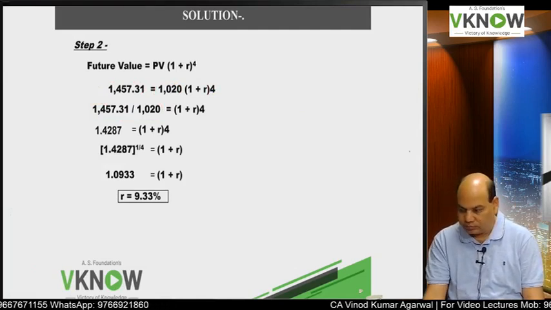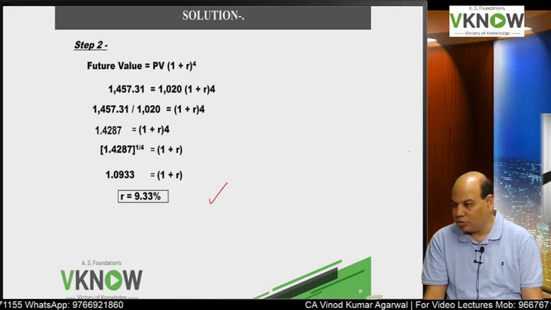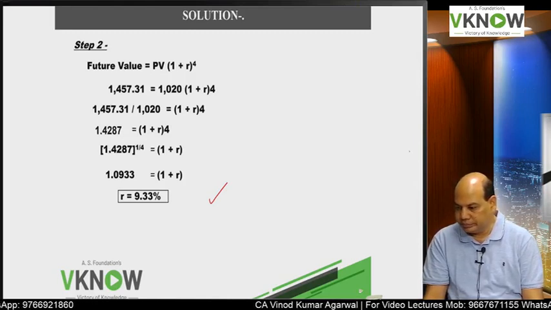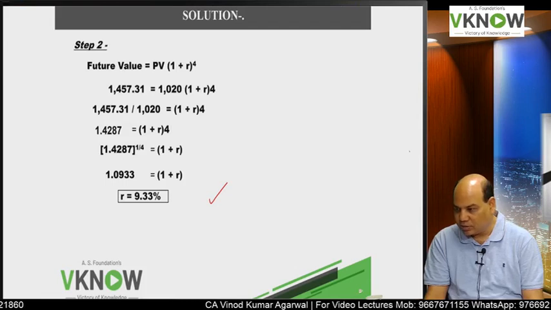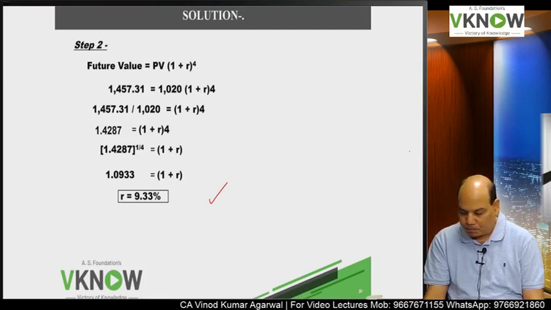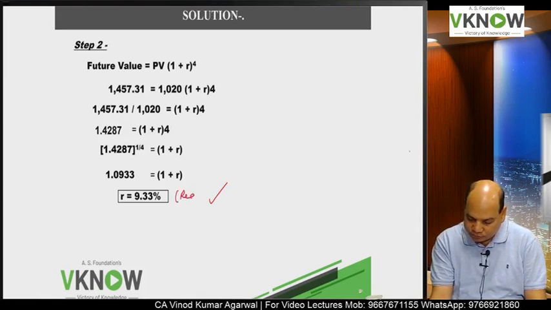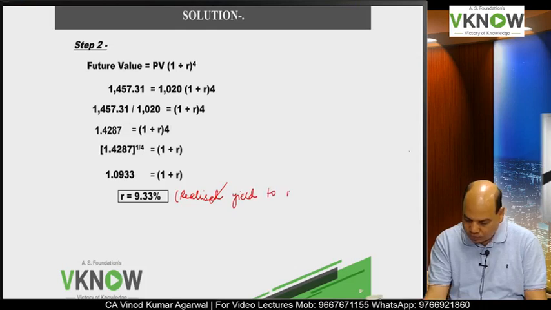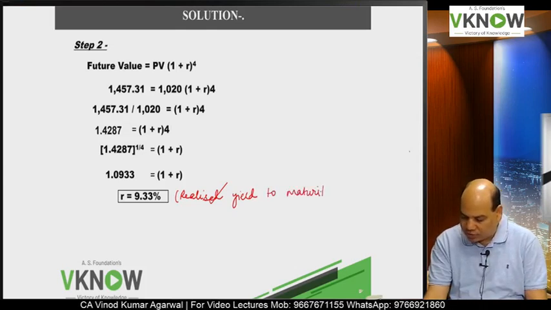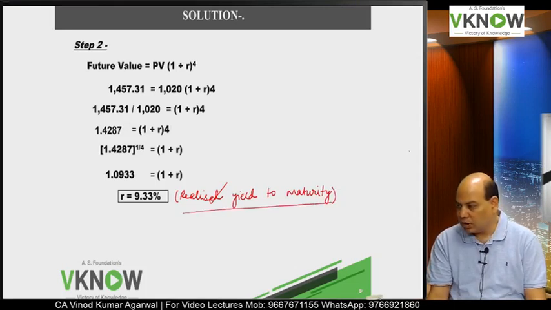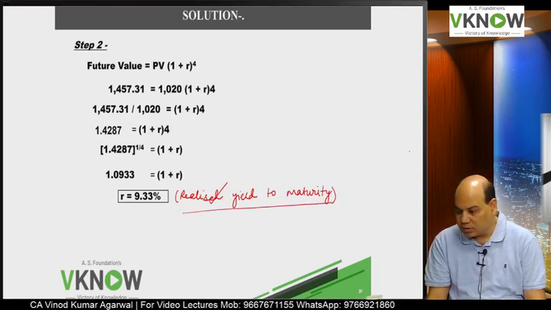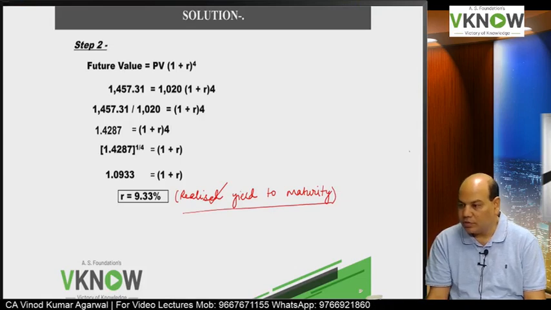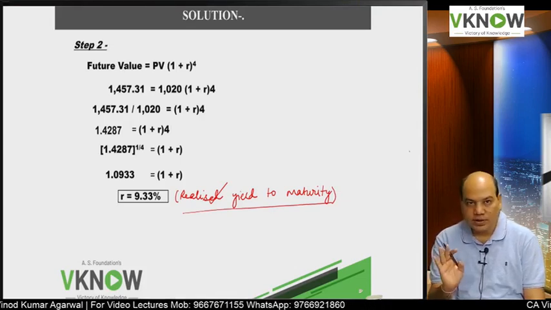9.33%. Is it right? Just check, did you get the same answer? Yes. So those who have got it right, please say yes. This is realized yield to maturity. If the cash flows are reinvested at 9%, this is the rate of return you will earn, that is realized yield to maturity. So that was a very simple question.